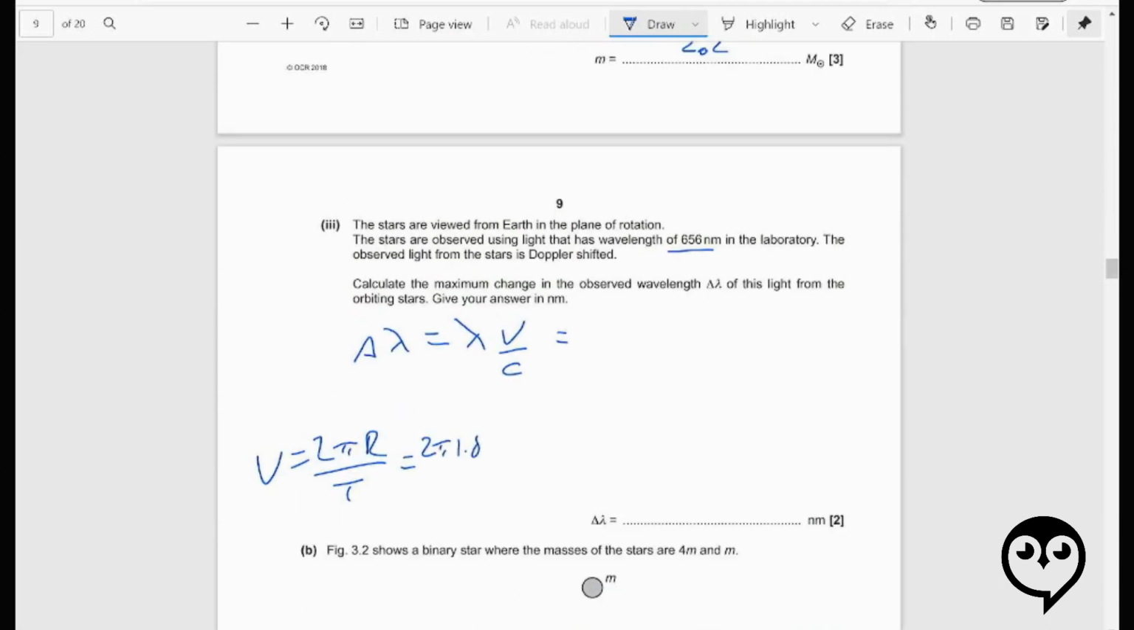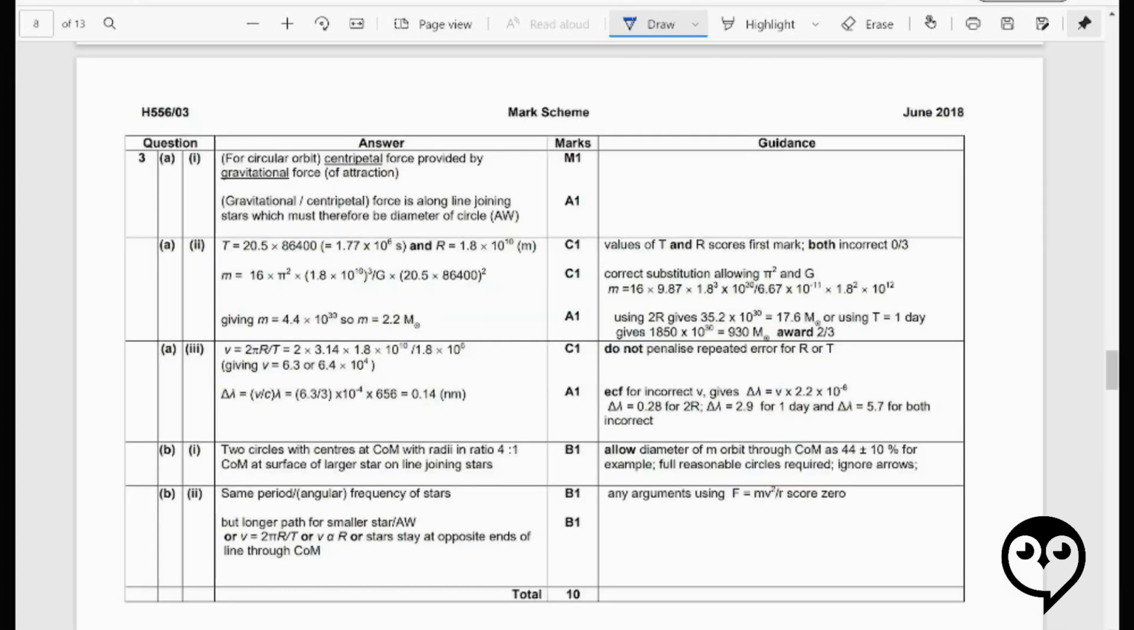So they gave us that radius. They told us the period, and there we go. So I got a velocity of 63,853 meters per second. So my shift is 0.14 nanometers, I believe. Let's check how we're doing so far. 0.14. Check on the right if you want to read there. You can pause and have a look.